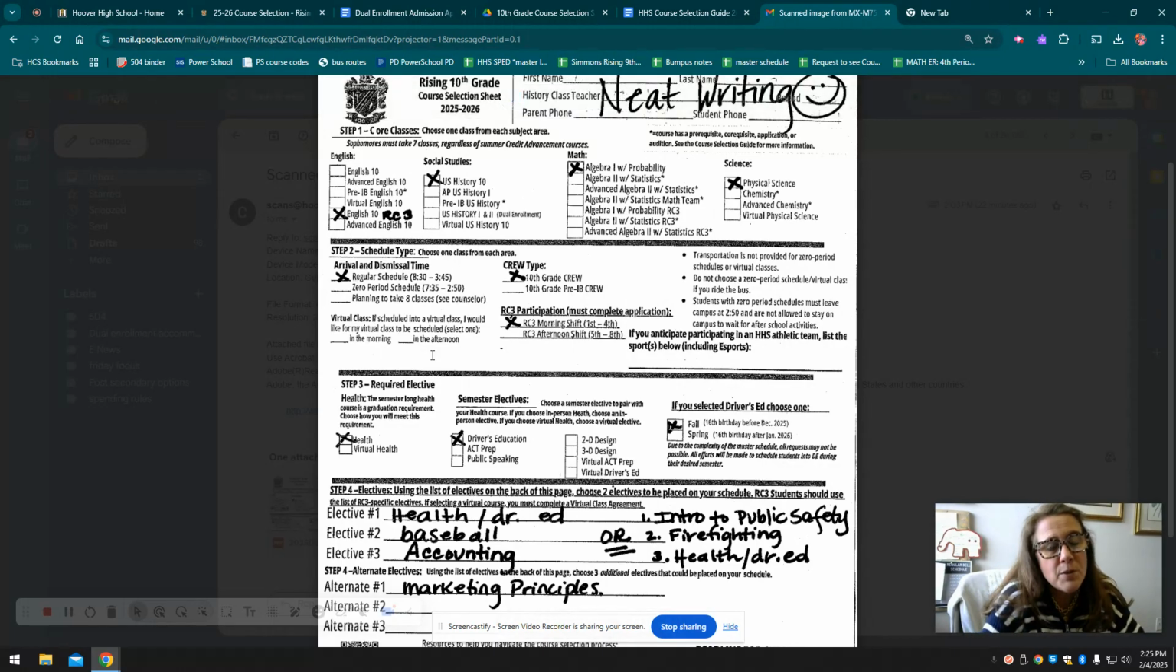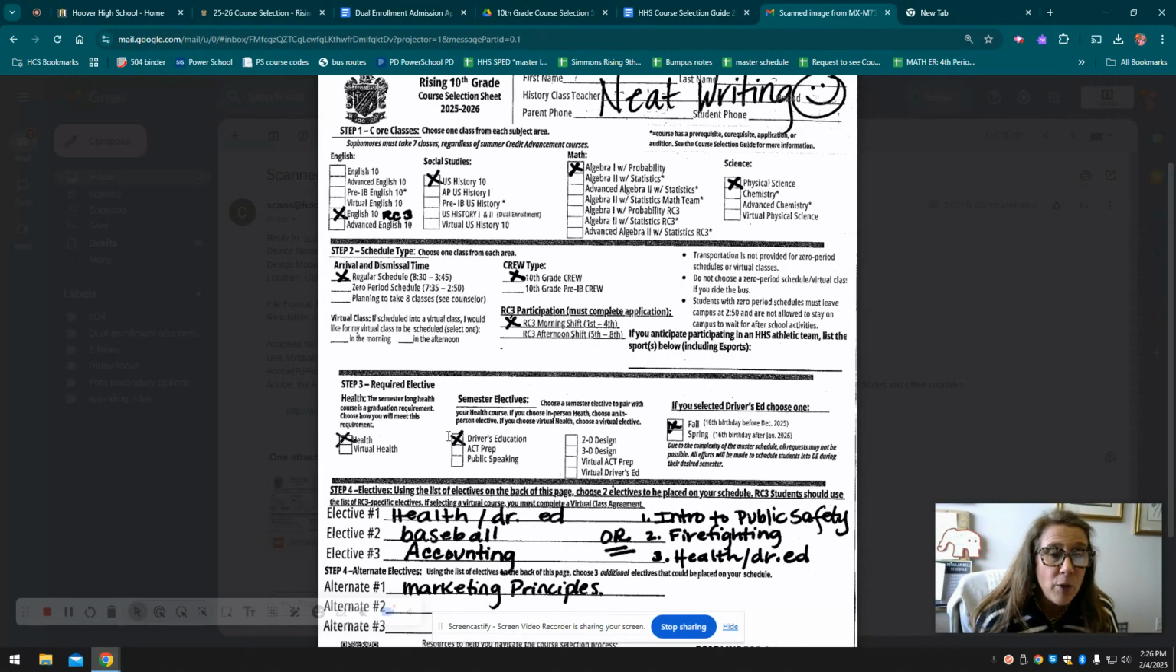So virtual class. If a student wants to take a virtual class, that means that is one less class that they are in this building for. For example, if a student wants to take like virtual health and virtual driver's ed, that means they only have to pick 2 other electives, and they're not going to be here that period. Or it opens up time for them to take an additional elective if they take a virtual elective. But if they don't want to be on campus, for example, if they want to come in late or leave early for a virtual class, they would mark, I want my virtual class in the morning or in the afternoon. So we know to leave that spot open in the morning or in the afternoon. That's the purpose of doing that.